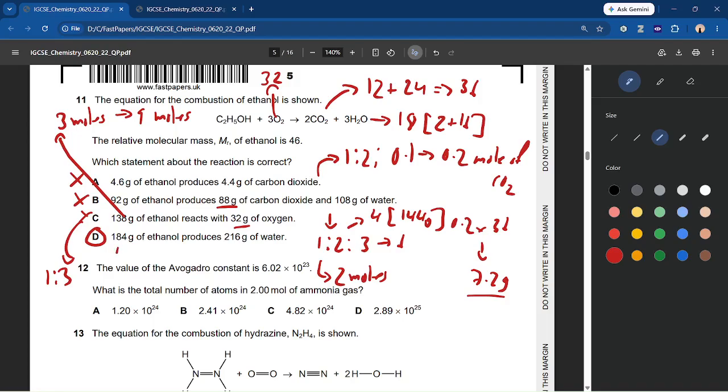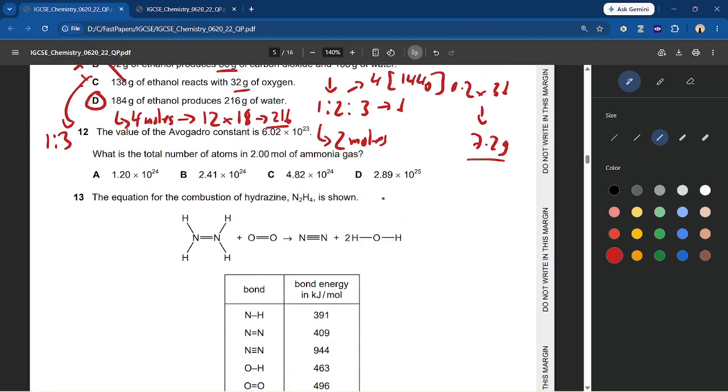And let's just check to see if this is correct. 184 grams is 4 moles. 4 moles means that you're going to multiply this by 12, and then 12 into the Mr of water, which is 18. 12 into 18 is 216. So this is correct. All right, moving on.